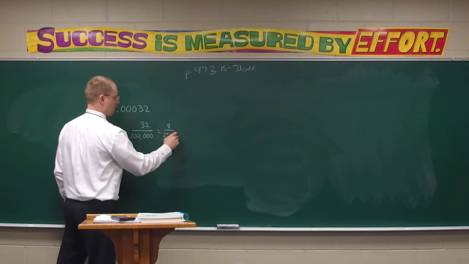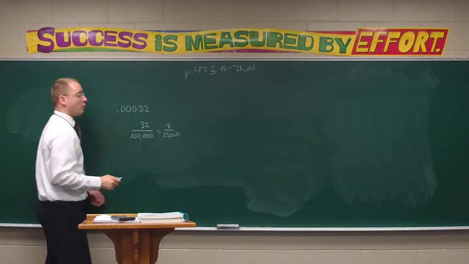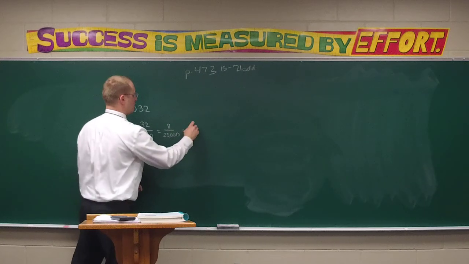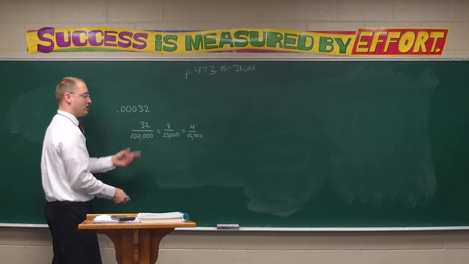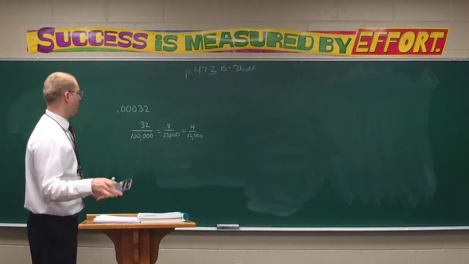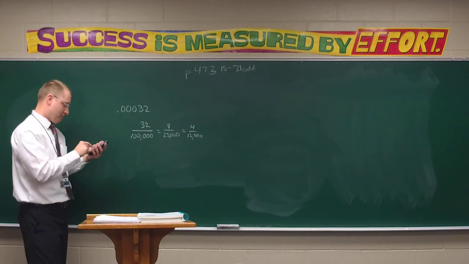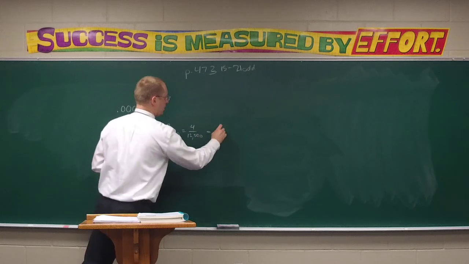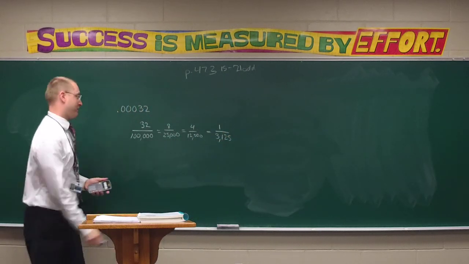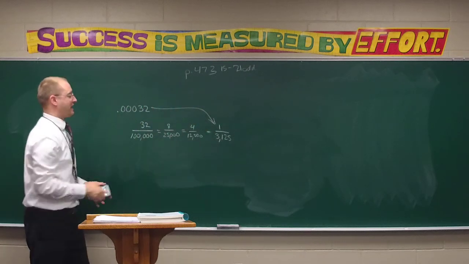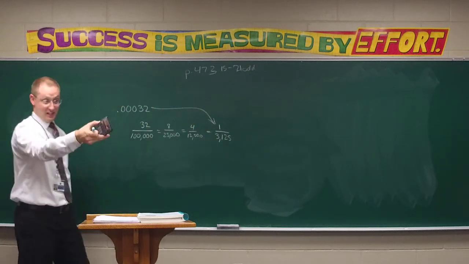250,000. No, 25,000. I'll say 25,000. Well, there's still a 2 I can take out, so let's take out a 2 and get 4 over 12,500, right? Actually, I divide both of those by 4. So 12,500 divided by 4 gives us 3,125. And that's the equivalent. That's why the calculator wouldn't do it with a 4th digit in it. That's the fraction you had.